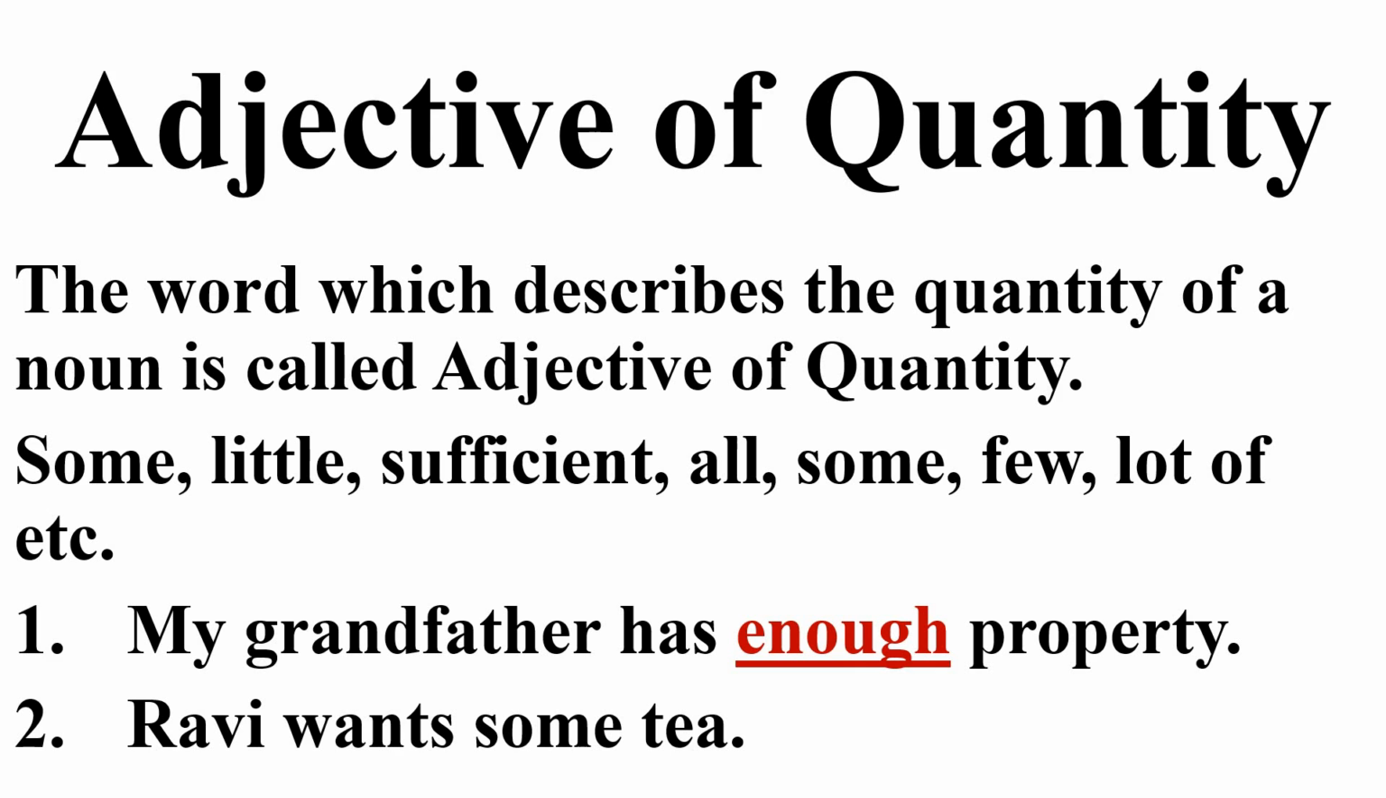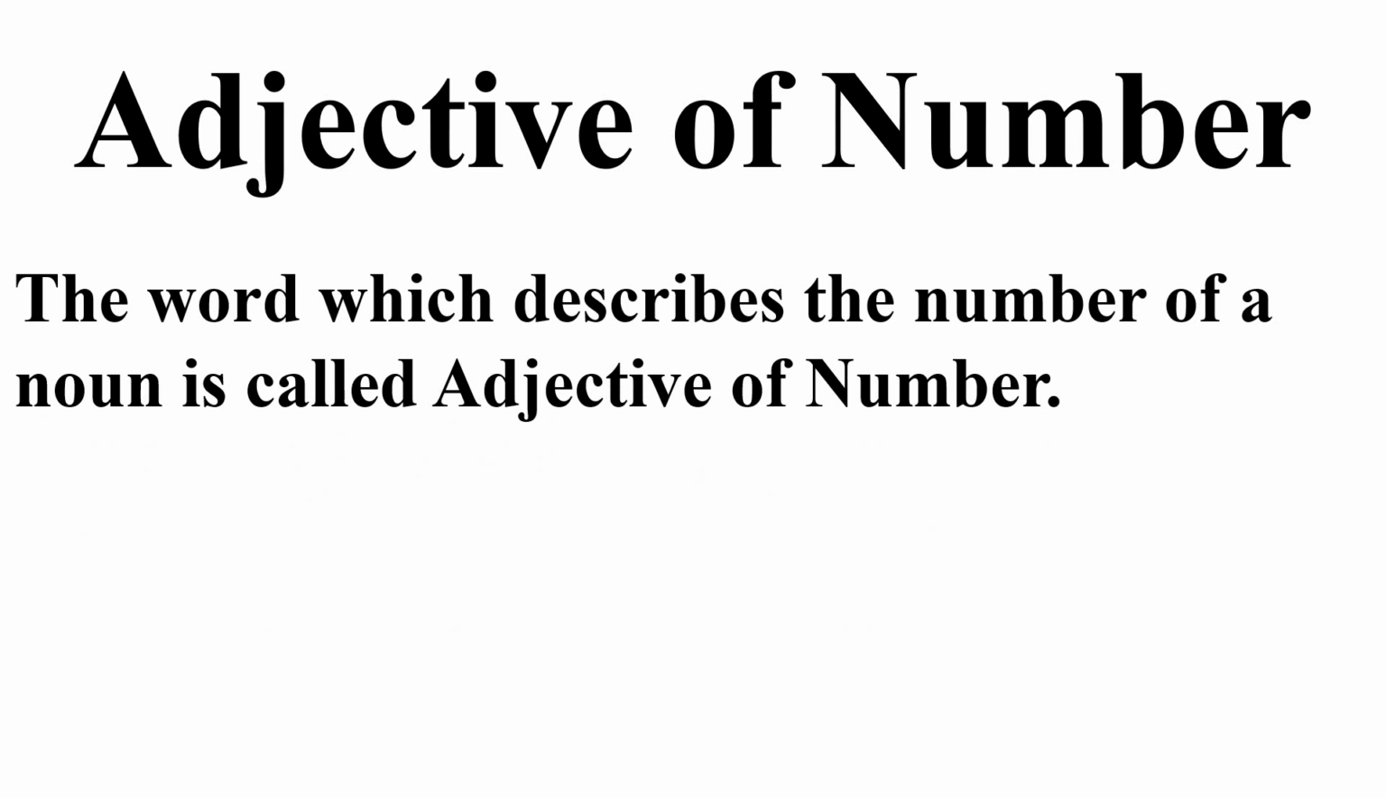So it is the word that is describing the noun property. Second, Ravi wants some tea. Ravi को कितनी tea चाहिए? Some. Some is the quantity of noun tea. So some is adjective of quantity. Third is adjective of number. The word which describes the number of a noun is called adjective of number.